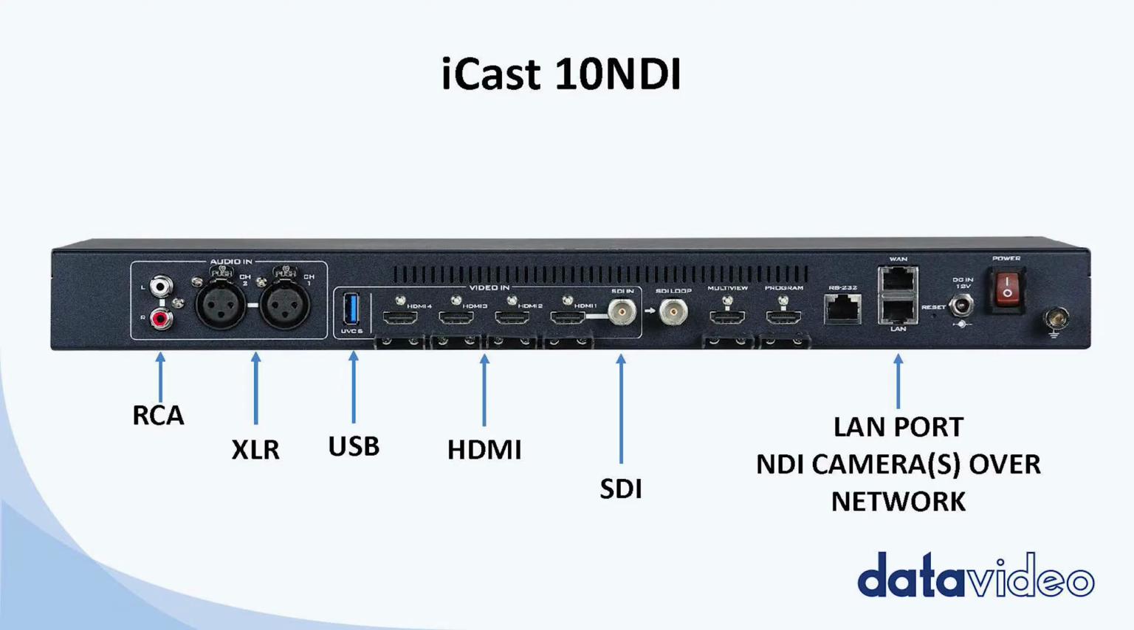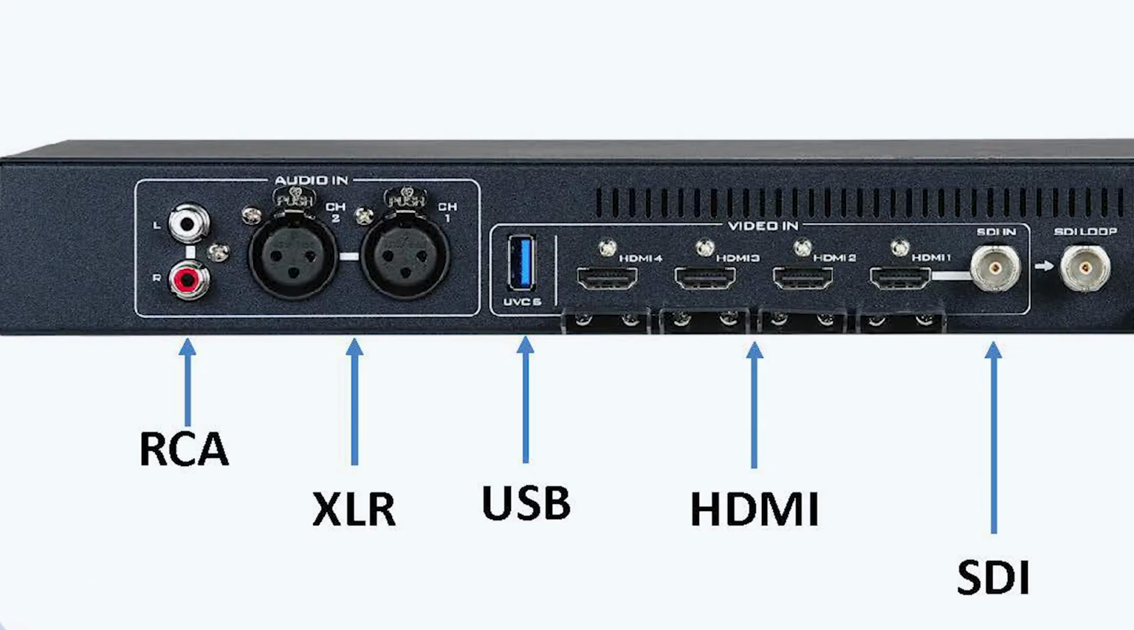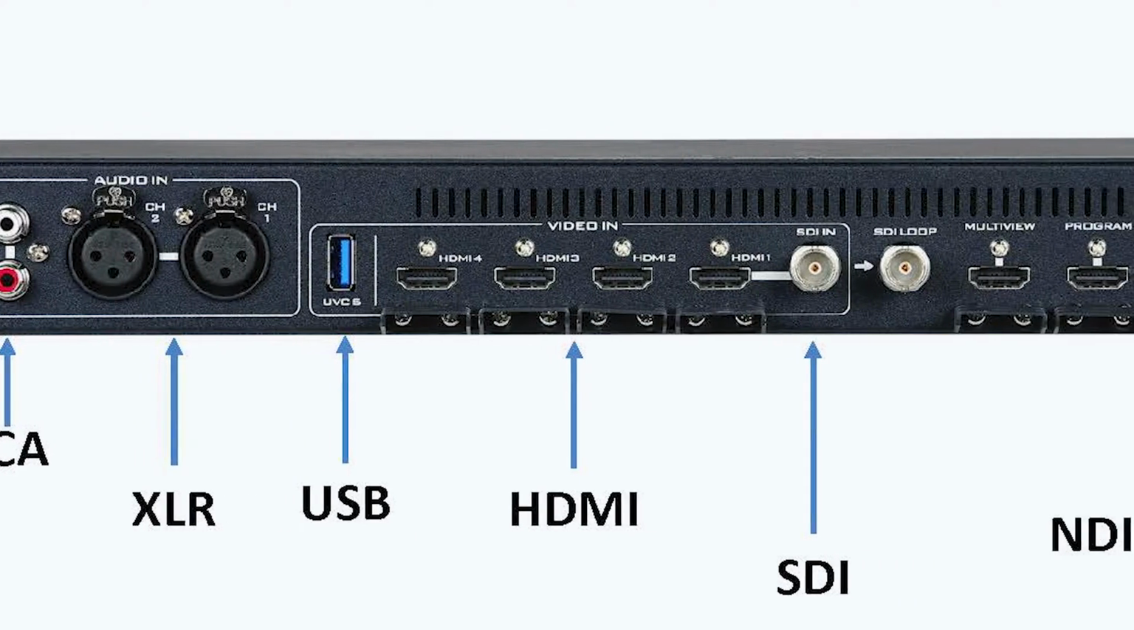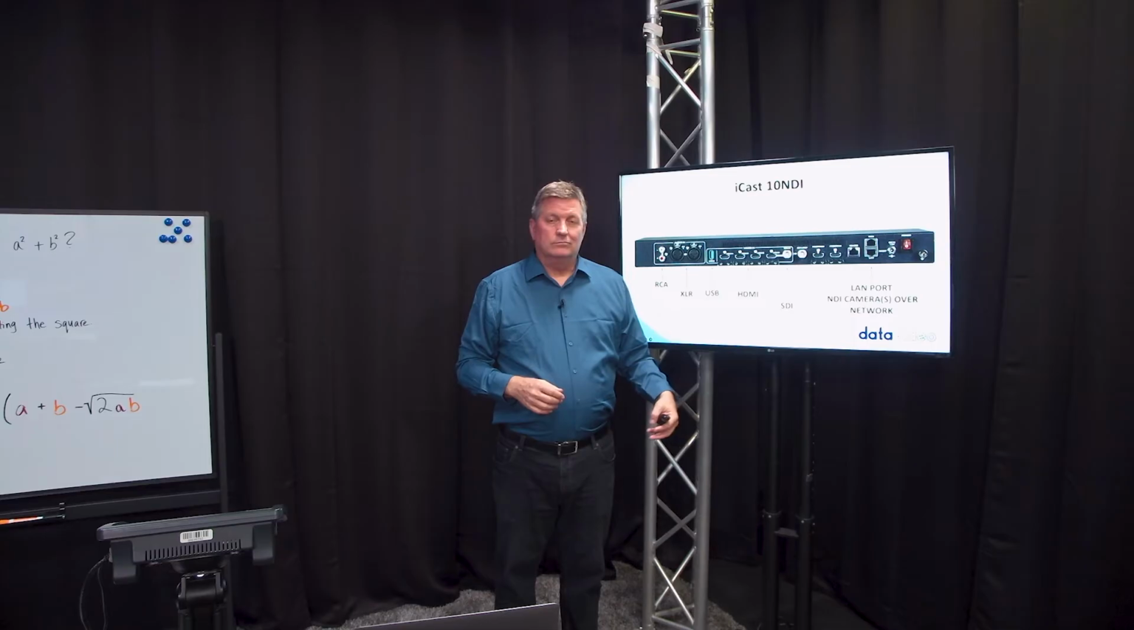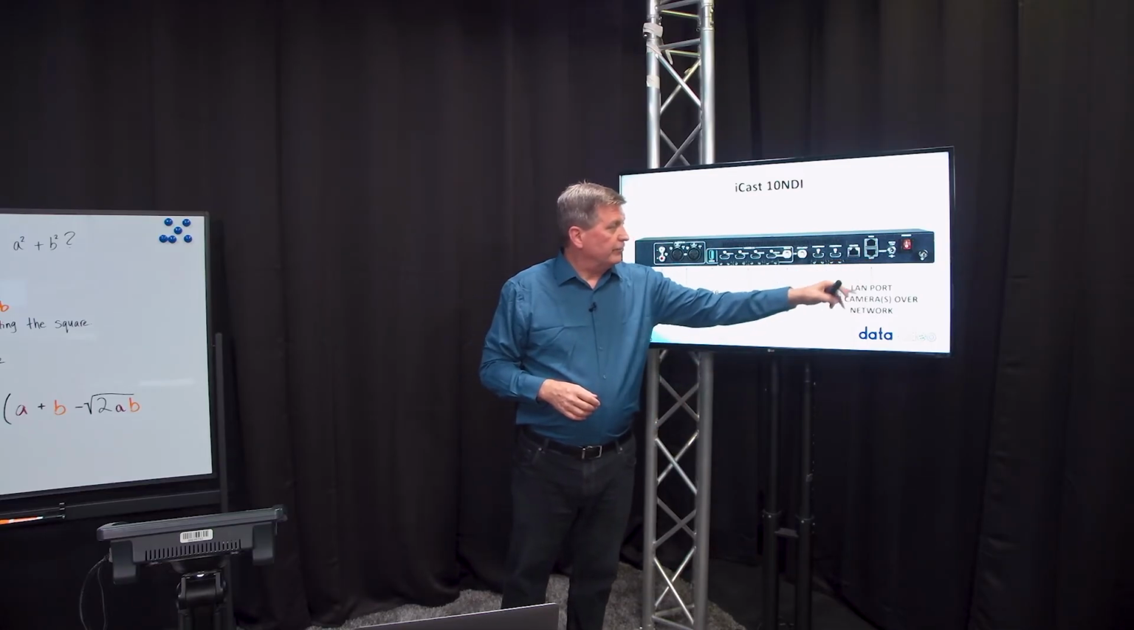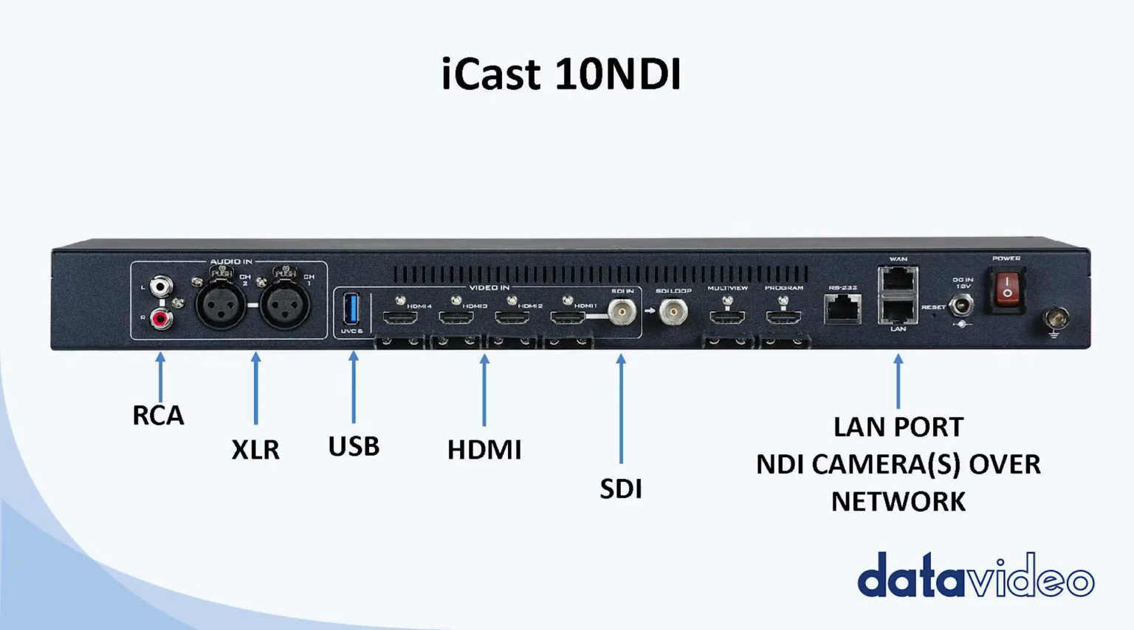On the back panel, I have RCA and XLR audio inputs that I can bring in house audio. And my USB port here is for my document camera that I showed you, HDMI inputs, an SDI input, multi-view, which we have the ability to see all my shots at the same time on a screen, and of course program, what you're seeing right now. And then over here on the far right, you see the LAN port. That's where all my NDI cameras can come in and be programmed right into the ICAST 10 NDI, as well as having my streaming and other online sources that I want to send to.